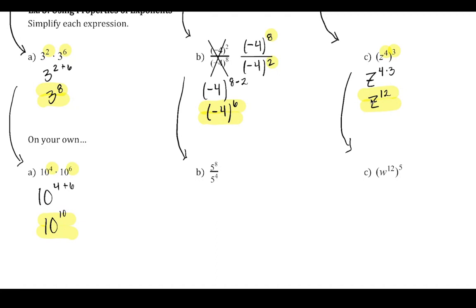And for the next one, we have 5 to the 8th power over 5 to the 4th power. So we have the same base, 5, and this time we're dividing. So we'll subtract our exponents. We'll do 8 minus 4. So 5 raised to the 8 minus 4. Remember that it has to be the exponent from the numerator or the top minus the exponent from the denominator or the bottom. So altogether, 5 raised to the 8 minus 4. So 5 to the 4th power.